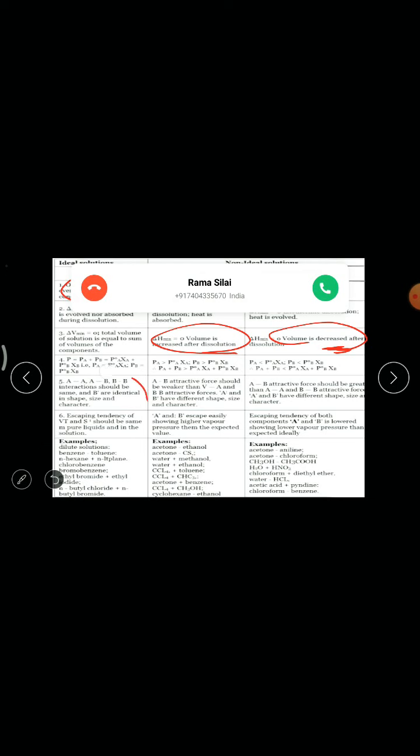Now the AA interaction. Suppose we take three beakers. Here I have added A into A, here B into B, and here A into B. So when it comes to Raoult's law, the AA interaction, BB interaction and AB interaction, all three are the same, they are identical. But when it comes to non-ideal, it is not the same. In positive deviation, the AB interaction is weaker than the AA interaction or BB interaction.